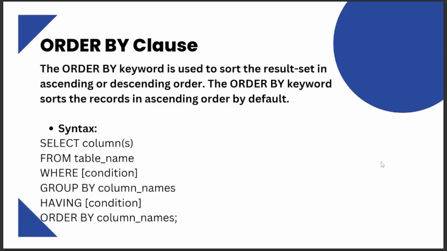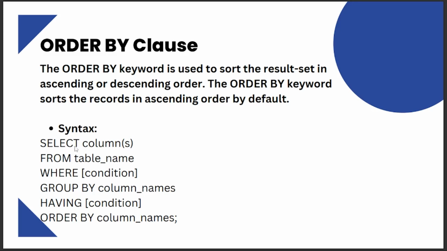The order by keyword is used to sort the result set in ascending or descending order. And the order by keyword sorts the records in ascending order by default. So basically it is used to sort the data that we have, the result set, in ascending or descending order based on a single column or multiple columns as well.